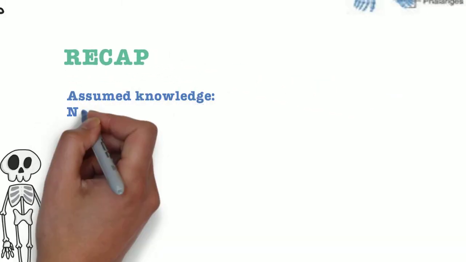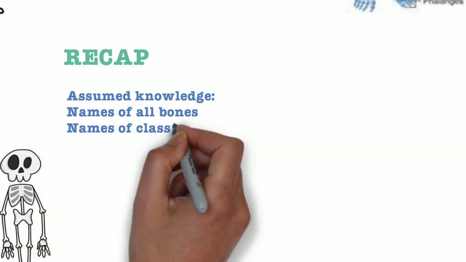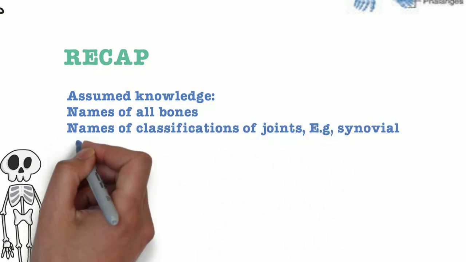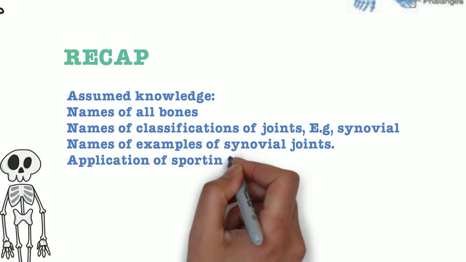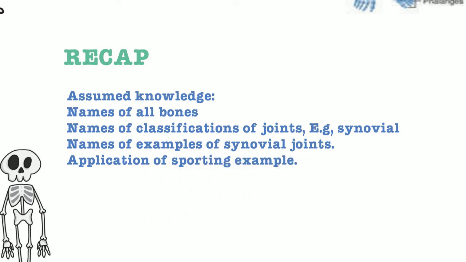Alright, so just to recap then, we've got assumed knowledge. That's the names of all the bones, names of the classifications of joints, for example synovial, names of examples of synovial joints, and the application of the sporting examples.